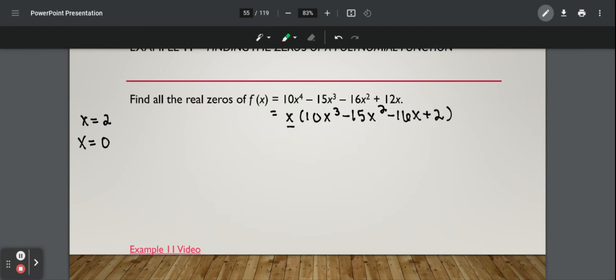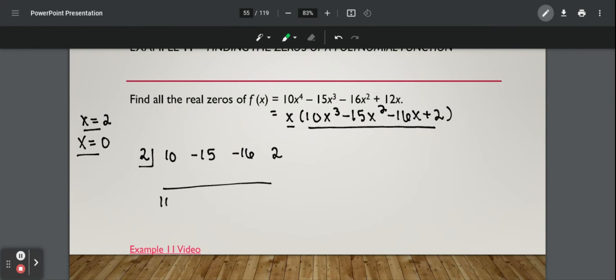So for finding all zeros, we already have it factored. So that's x equals 0. If we were to graph this 10x cubed, we would get x equals 2 as a zero. So now what we're going to do is synthetic division with that 2 and with the 10x cubed. So we have the 10, negative 15, negative 16, and positive 12. When we do synthetic division, 2 is a zero, so we should get a remainder of 0. And this was supposed to be a 12, sorry, from right here, 12. So when we multiply, we get negative 12, so we get a remainder of 0.